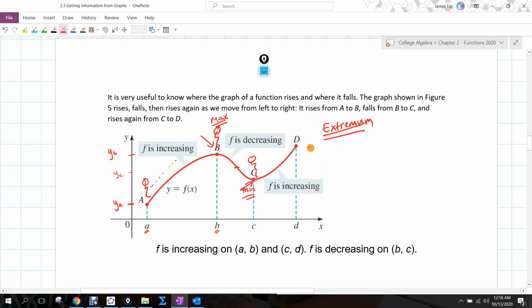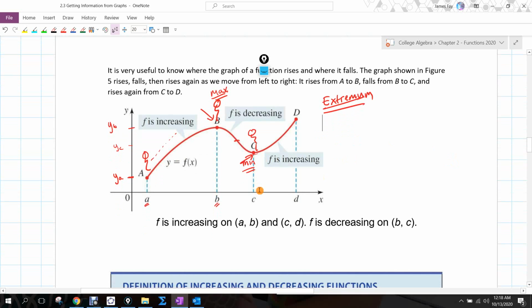Those values occur when we recognize a change from increasing to decreasing or decreasing to increasing. It's called the first derivative test when you get to calculus. We like to talk about what is the interval that we're increasing on. So here we see that we're increasing from A to B. That's when we were going up, so that's why this says A to B.